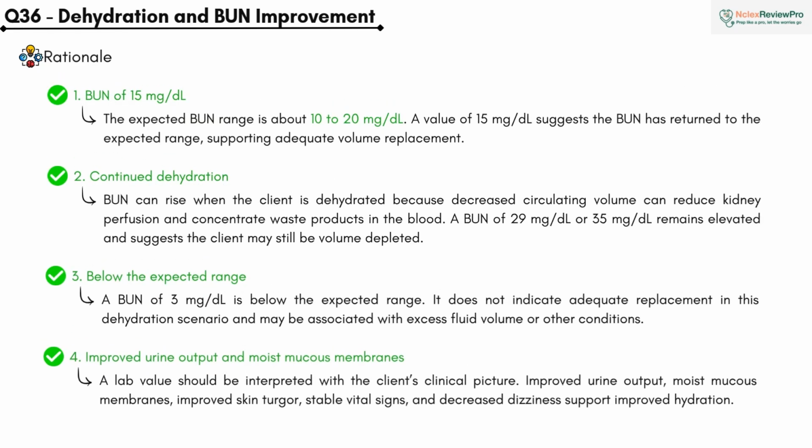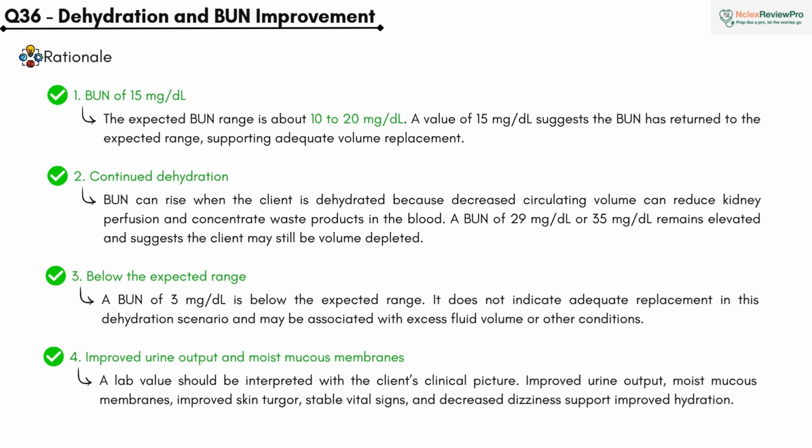For statement 1, the laboratory value that best supports improved hydration is a BUN of 15 milligrams per deciliter. The expected BUN range is about 10 to 20 milligrams per deciliter. So a value of 15 is within the expected range and suggests the client's volume status is improving. For statement 2, a BUN of 29 or 35 most likely suggests continued dehydration. BUN can rise when a client is dehydrated because decreased circulating volume can reduce kidney perfusion and concentrate waste products in the blood. So if the BUN is still elevated, the client may still be volume depleted.